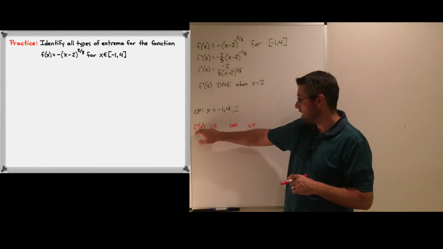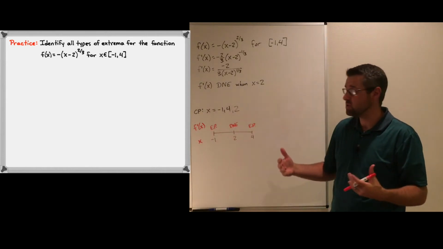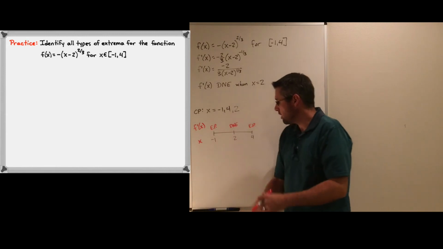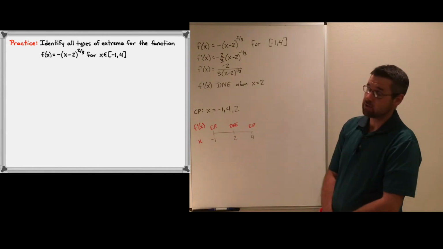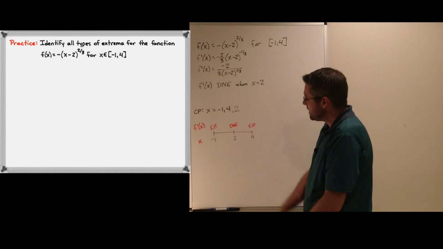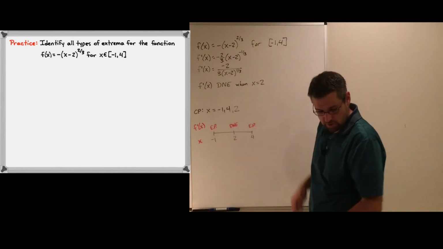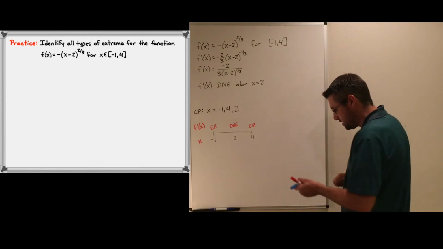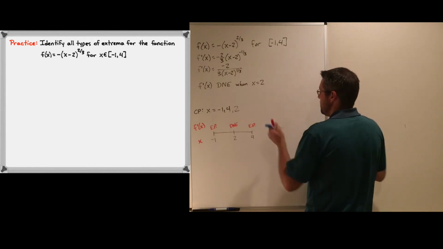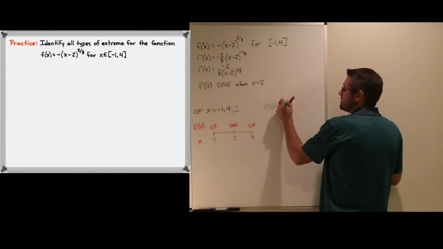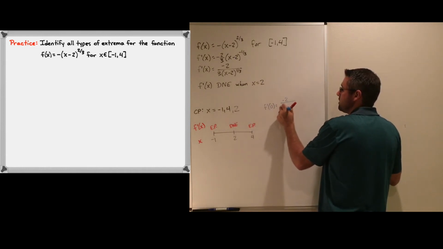If f prime is positive, then f is increasing. So we're going to pick a number between -1 and 2. Well, a nice easy one to pick is 0. I like 0. If I plug in 0 to x, to f prime here, so I'll do this off to the side so we can see it. We're going to say that f prime of 0 is -2 over 3 times (0 minus 2) to the 1/3.